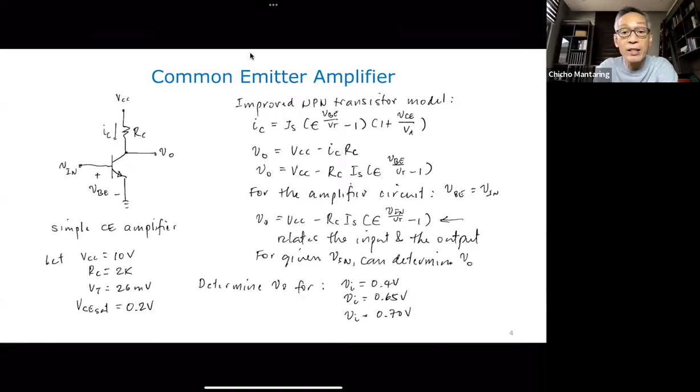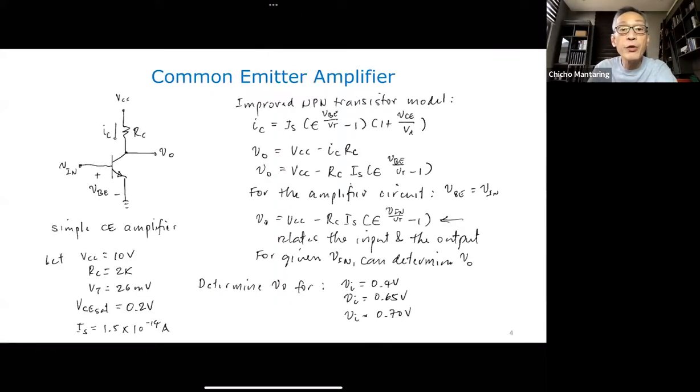I forgot about I sub S. Wala palang I sub S. I sub S equal to 1.5 times 10 to the minus 14 amperes. Let's start with 0.4 volts. Can you give me your answer for 0.4 volts? Okay, just do it through the chat, and when enough people have had their answer, then I'll confirm.